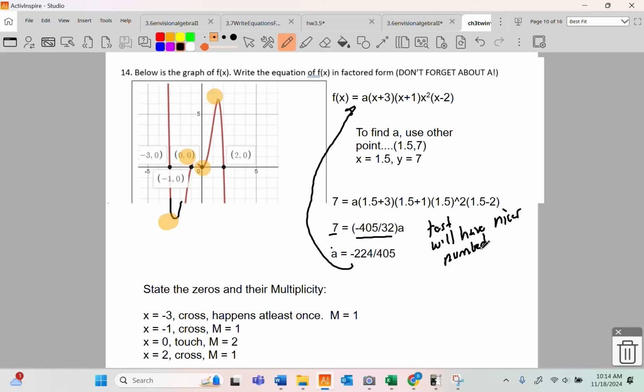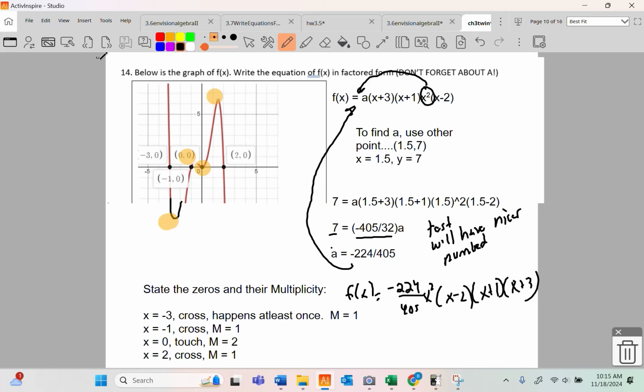I really don't spend a lot of time trying to create a twin. I'm not going to sit there and spend 3 or 4 minutes making a question look nice with easy numbers. But here's your actual equation, and traditionally this guy would go out front after the a: negative 224 over 405 x squared. Then we have x minus 2, x plus 1, x plus 3. Order doesn't matter because it's all multiplied together.